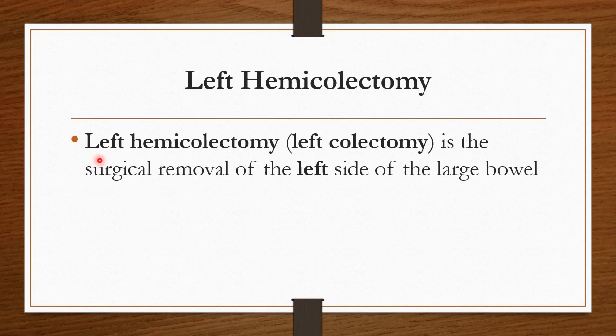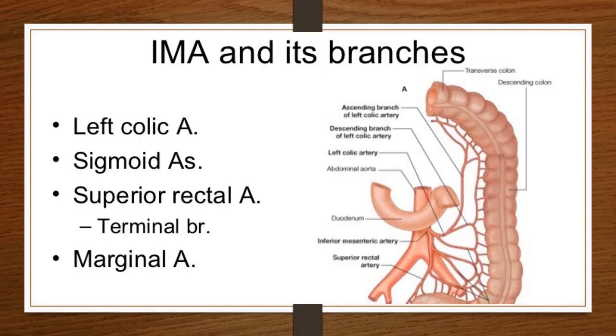Left hemicolectomy. Now, the left hemicolectomy, or left colectomy as it used to be called, is the surgical removal of the left side of the large bowel, from the splenic flexure right till the sigmoid colon. And this left colon or descending colon and the sigmoid colon are all supplied by the inferior mesenteric artery.